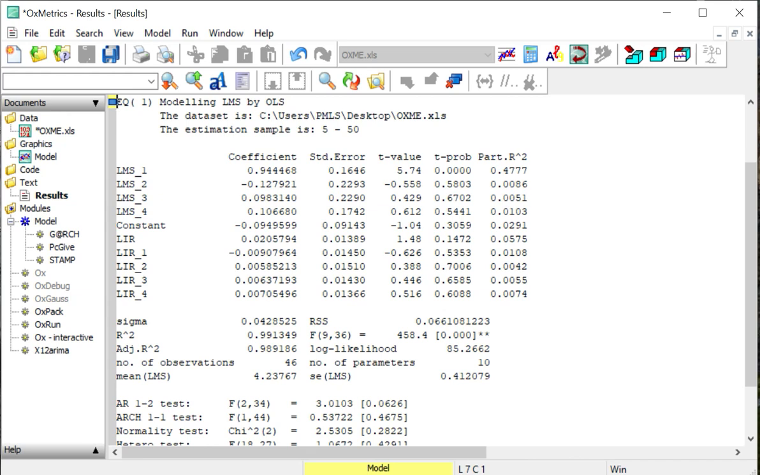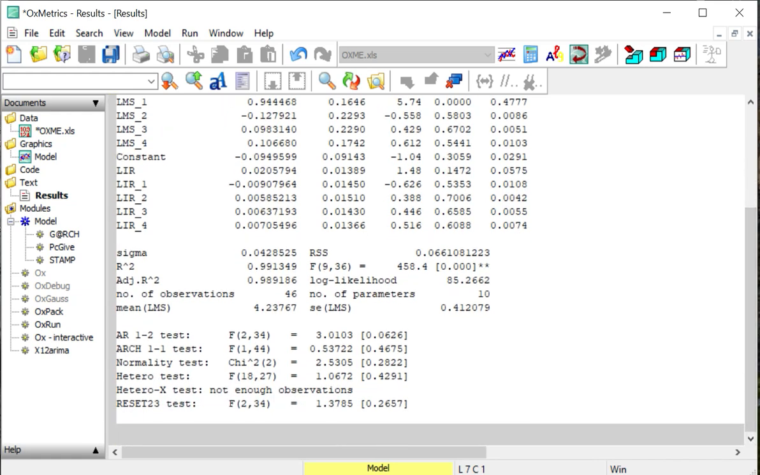So the LNMS_1, the first lag of log of MS, coefficient value is this one, and all these are the standard errors, t-values and probability values. If there is a double asterisk over here, it means the variable is significant at 1%, and one asterisk means the variable is significant at 5%.